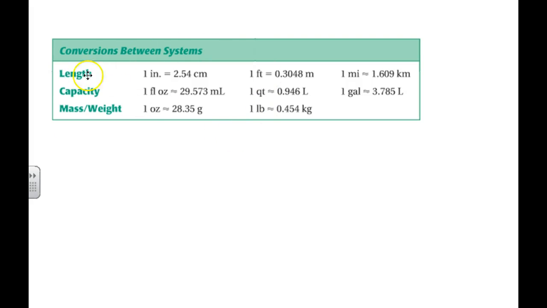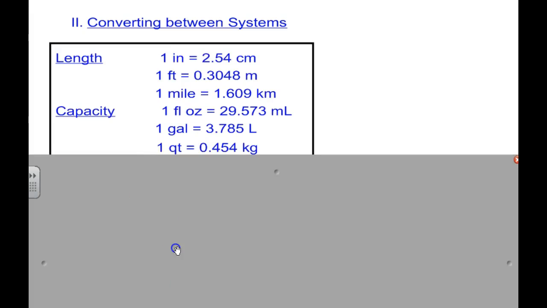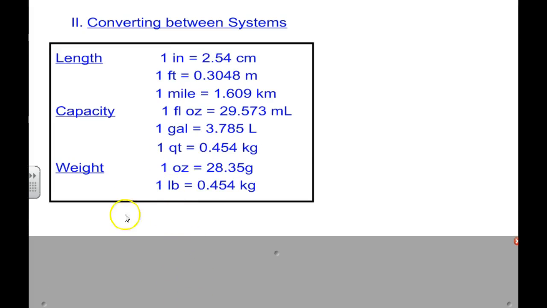The conversion between systems is what I give you. I just handed it out in class. If you're not in class, come and get a copy and tape it into your book. On the test, you will be given it, but it will look like this, and that's what yours looks like, right? So you may use that today. Okay, and you're ready to go.